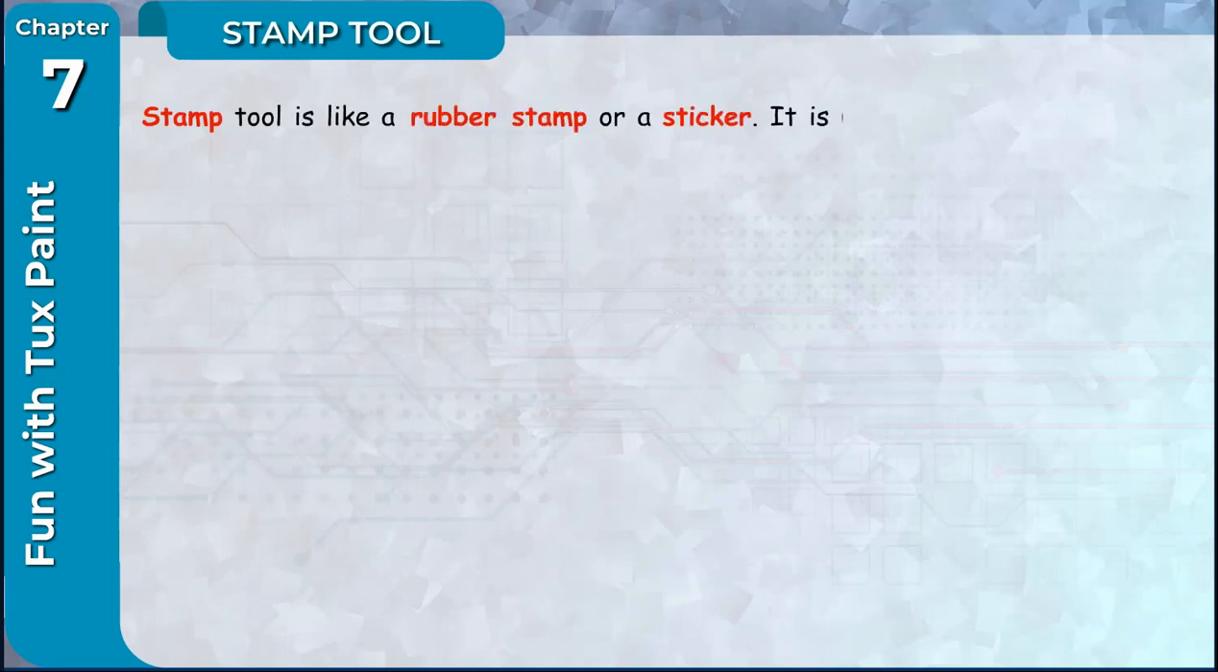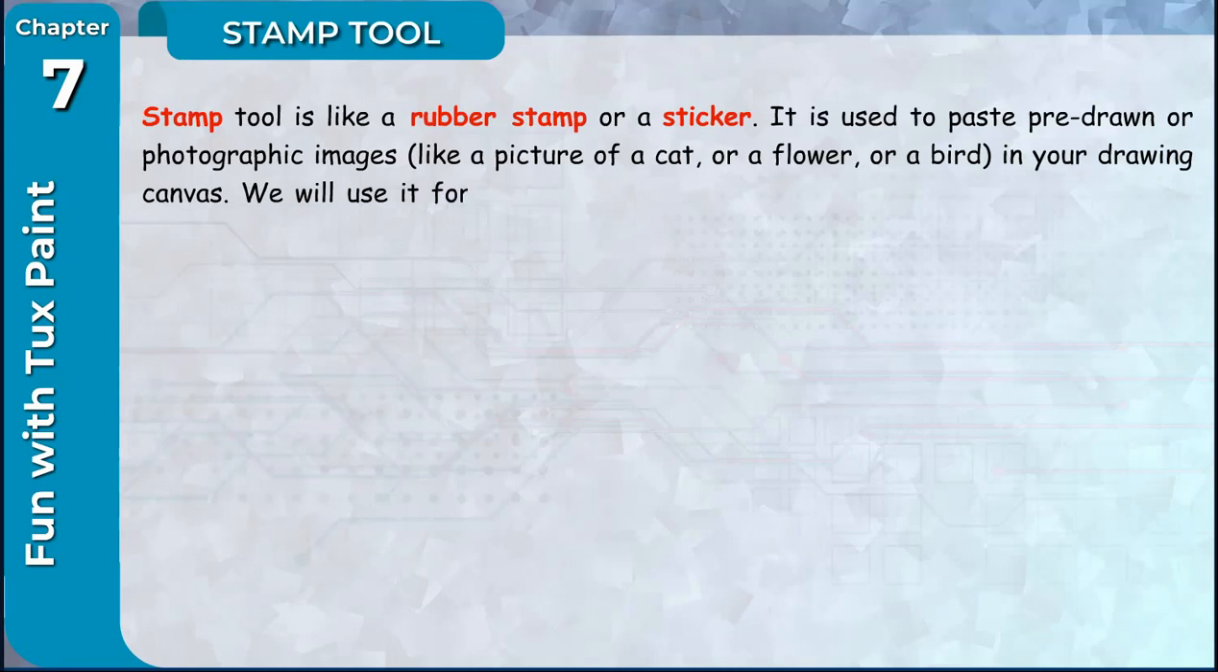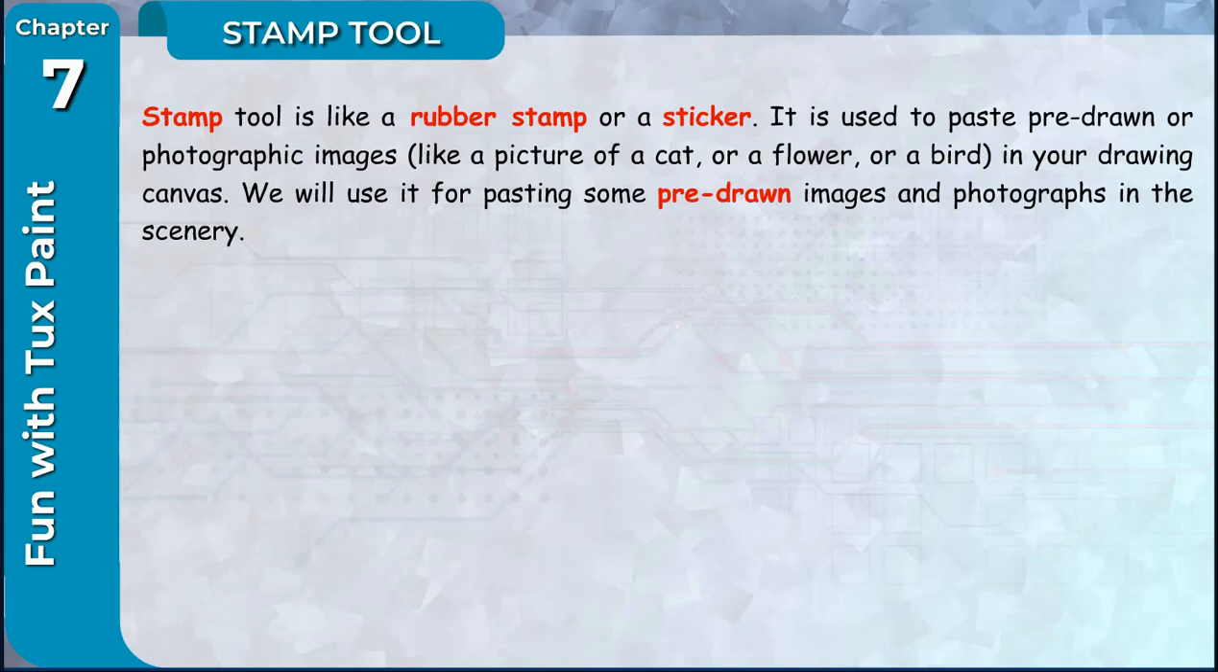Stamp tool. The Stamp tool is like a rubber stamp or a sticker. It is used to paste pre-drawn or photographic images like a picture of a cat or a flower or a bird in your drawing canvas. We will use it for pasting some pre-drawn images and photographs in the scenery.